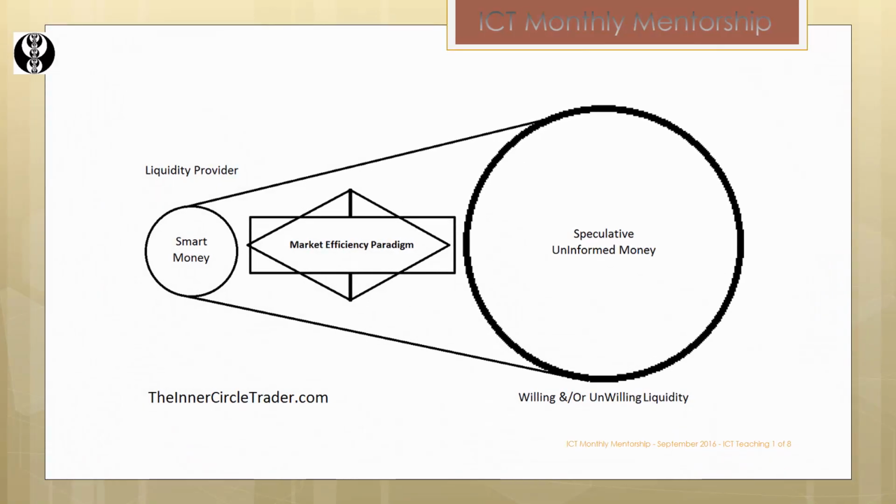Now, understanding those 2 characteristics together will give you a greater understanding of the market efficiency paradigm, how the smart money interprets price, and how they influence the general populace or the speculative uninformed money. It's going to be a rather illuminating tutorial, actually. You're going to be able to look at the marketplace with an expectation of knowing what tool to apply based on what the market's providing you right now.